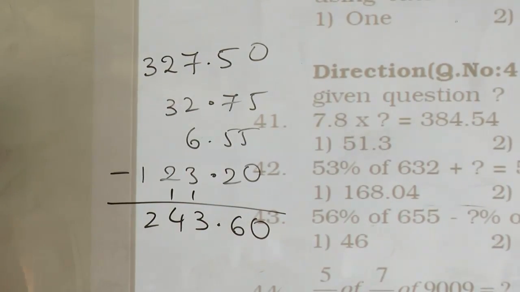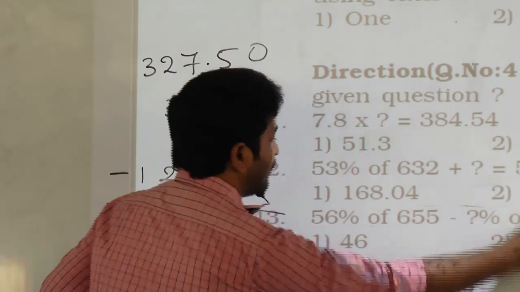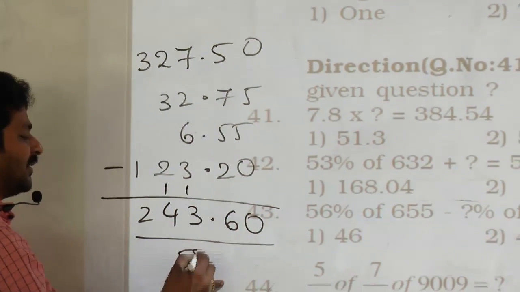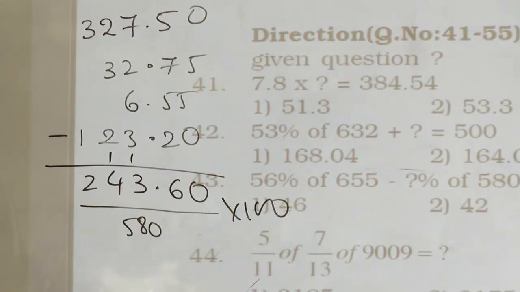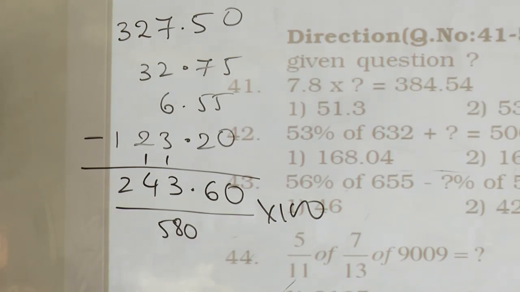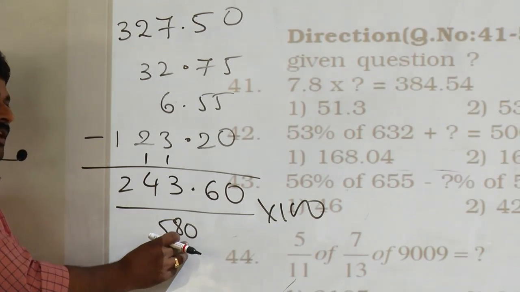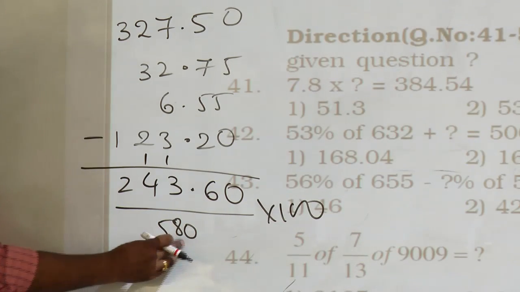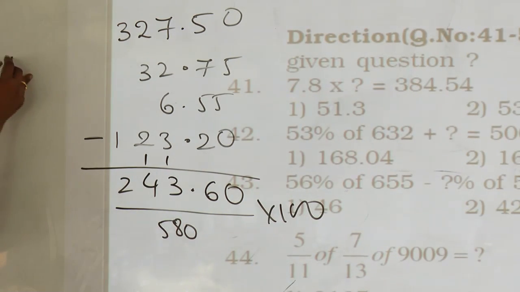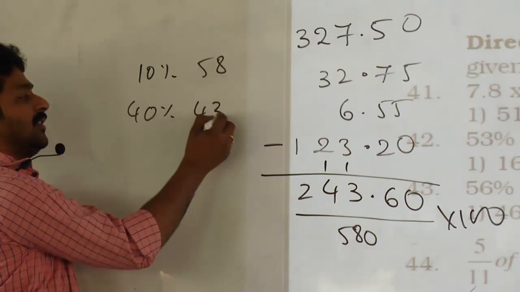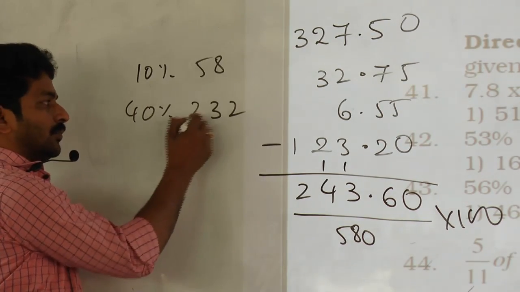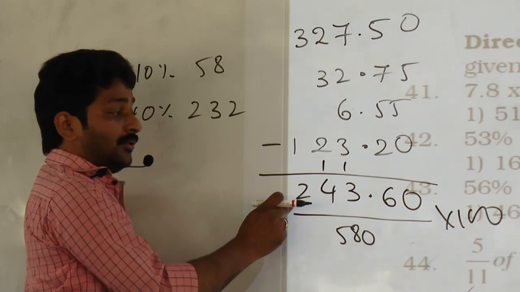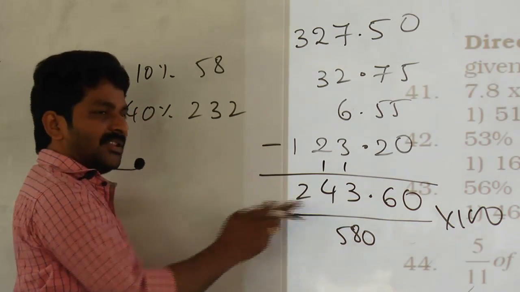243.60. And you need to calculate this as a percentage with respect to 580. Out of 580, what percent is this? Look at your options. Options are nearby 40 and then 50. 10% of denominator is 58, 20%, 116. 40% is 232. And you have numerator value 243.60, which is more than this.